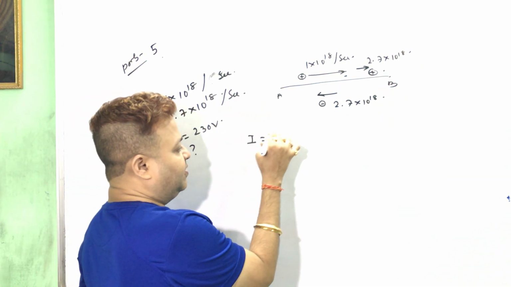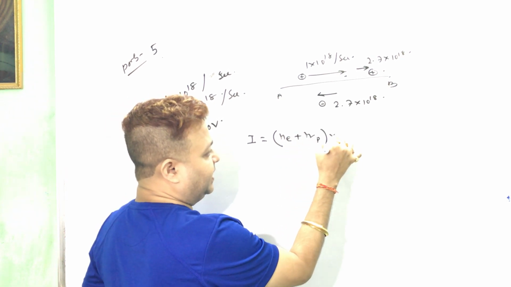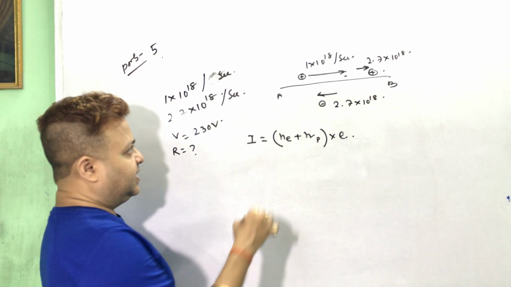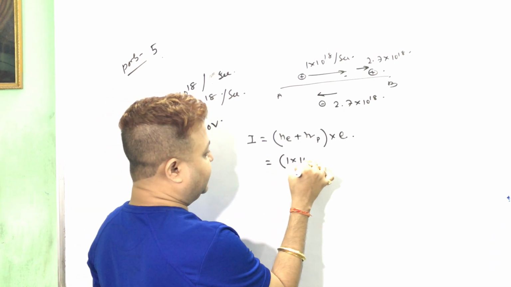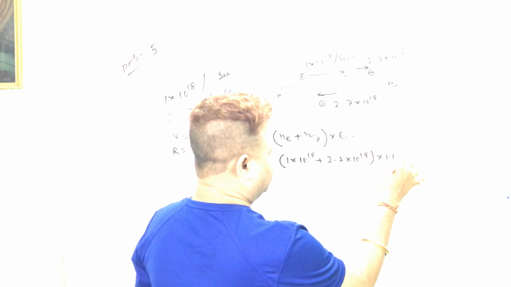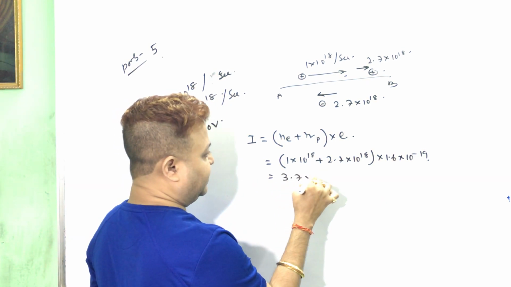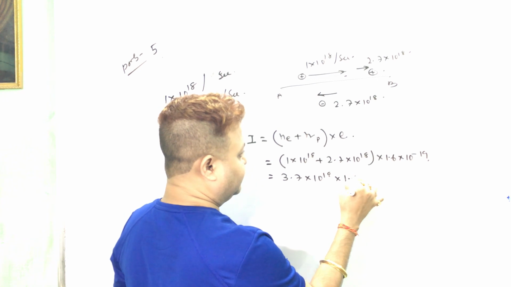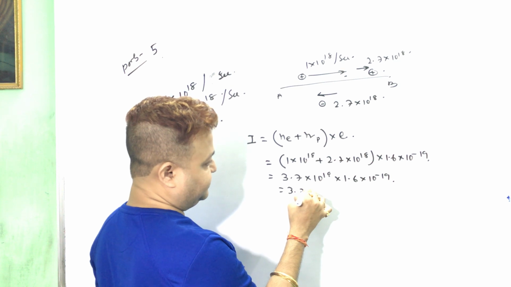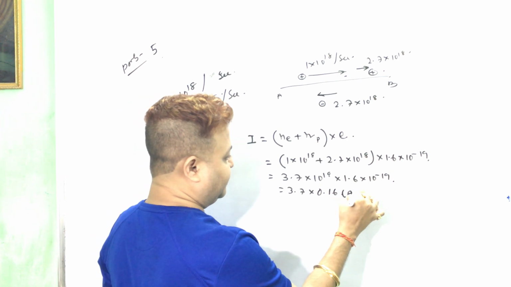So the current equals the number of electrons drifting per second plus the number of protons drifting per second, into the charge of the electron. So substituting here, look: 1 into 10 to the power 18 plus 2.7 into 10 to the power 18, into 1.6 into 10 to the power minus 19. So here it becomes 3.7 into 10 to the power 18, into 0.16. This is in ampere.